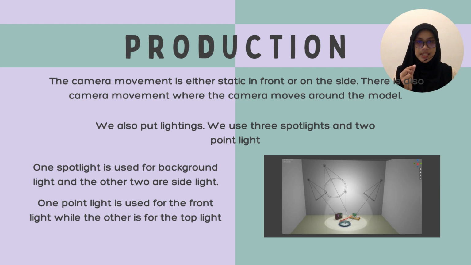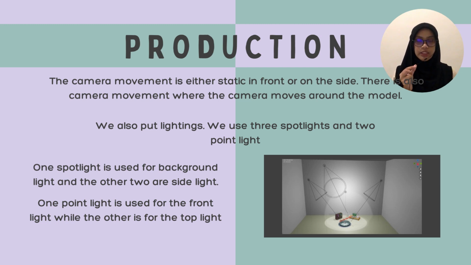So the next one is the camera movement. Our camera movement is either static, which we put in front of the model or on the side of the model. There is also camera movement where the camera moves around the model. So we use this kind of camera movement to make transitions.